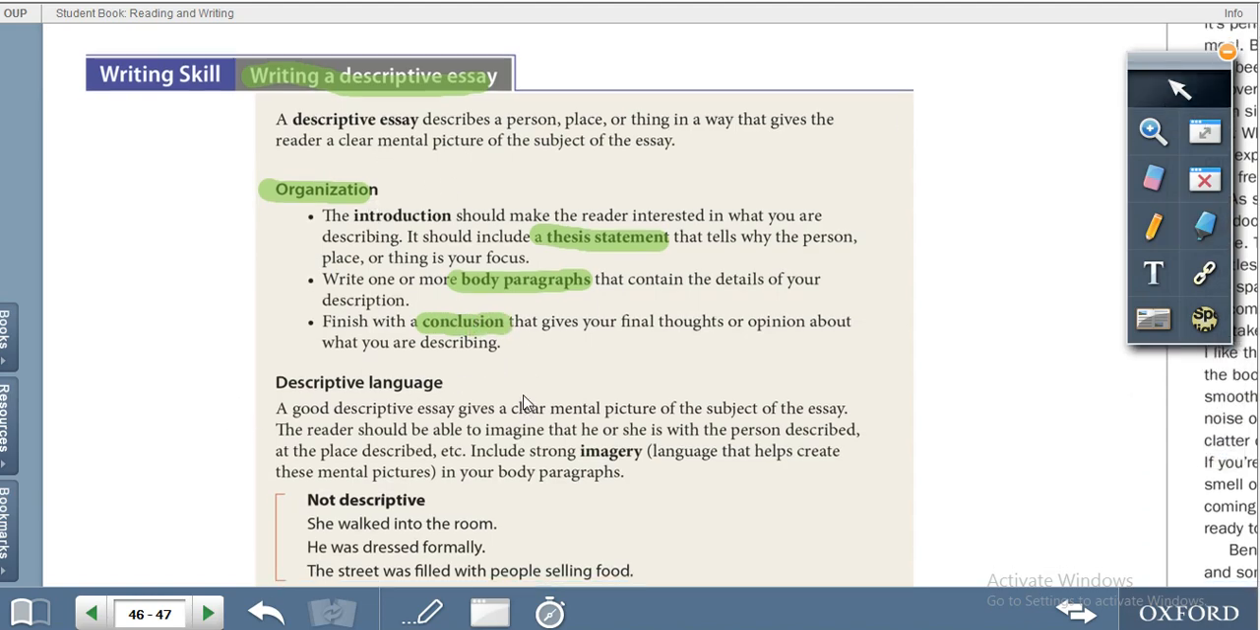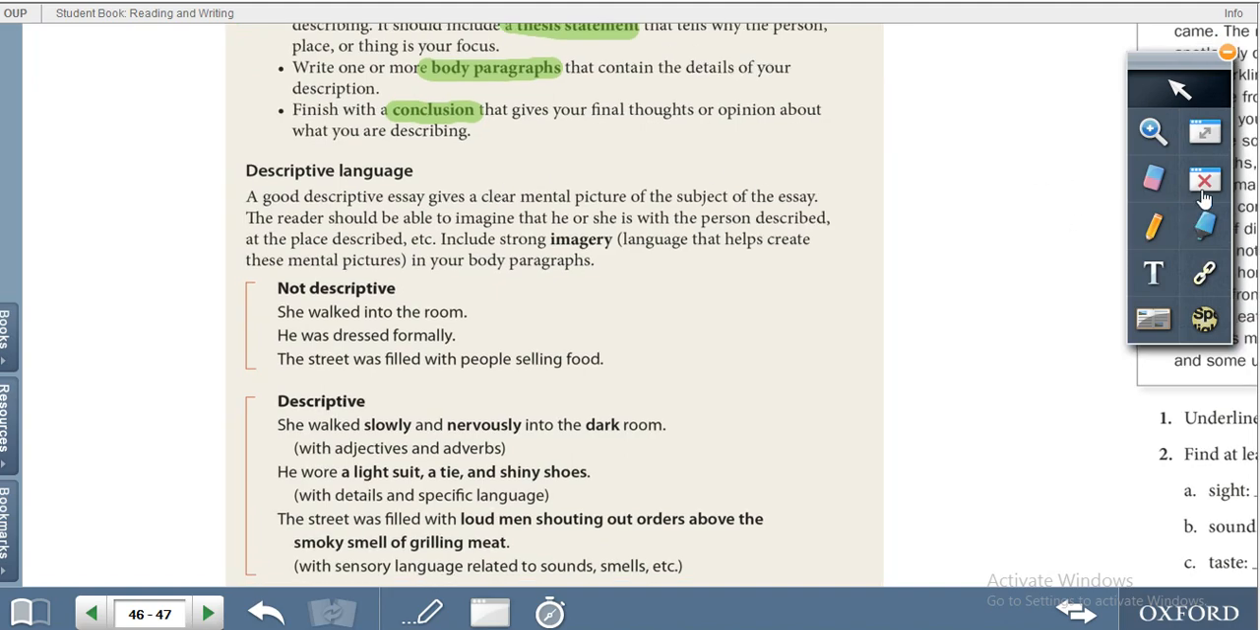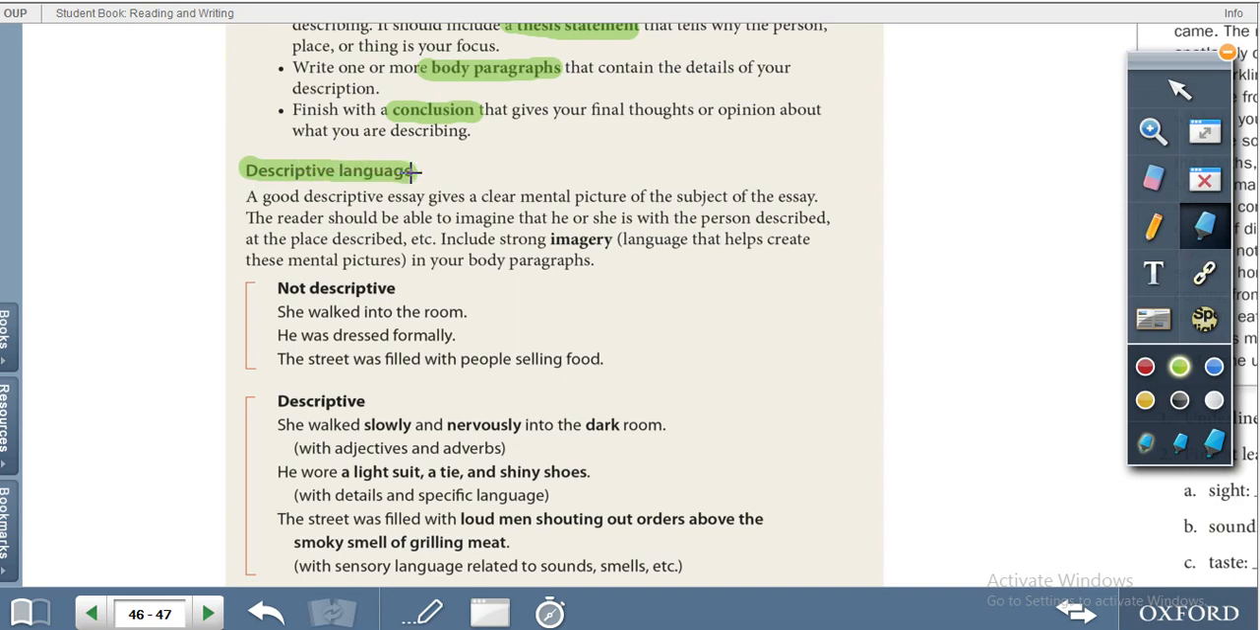Okay, next, how to write a descriptive essay. We have to use descriptive language. As you know, descriptive language means to use adjectives, adverbs, or other specific detail, or using sensory language to describe.